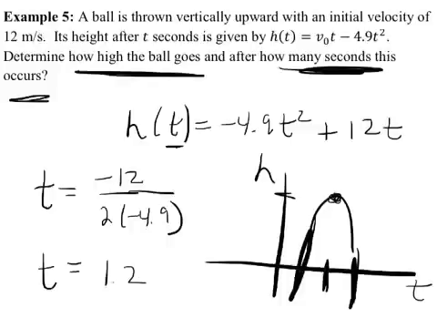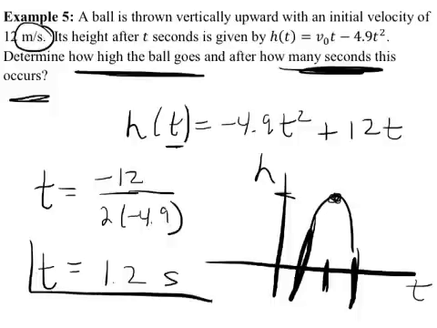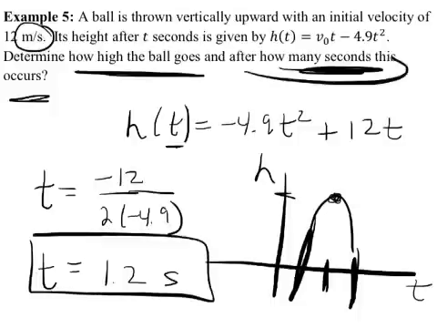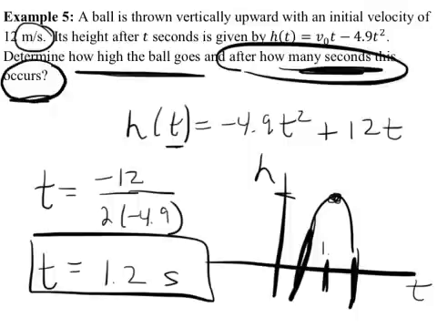Now this is time, and it's measured in, look at the velocities, meters per second, so time is in seconds. That's after how many seconds does this occur? After 1.2 seconds. Okay, so let's go ahead and look at this here. On our graph, this is 1.2.